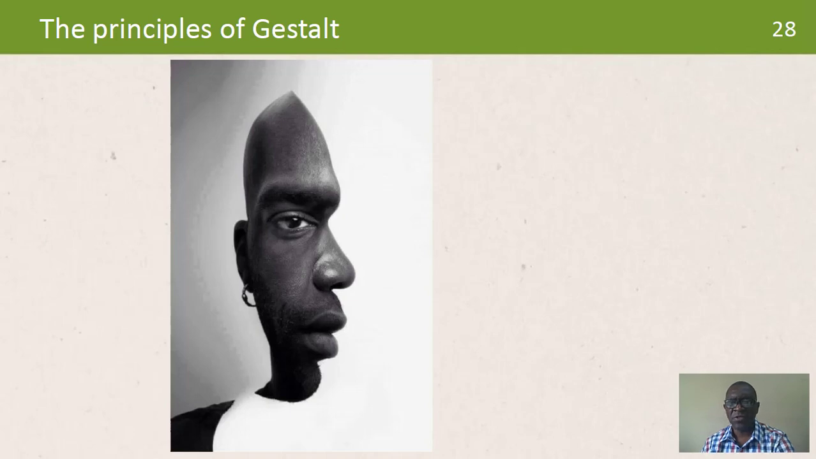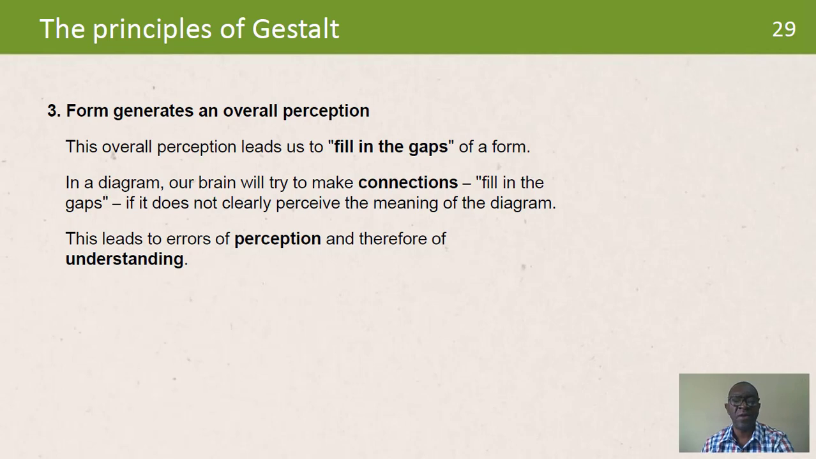Is this person from the side or the front? Principle 3. Form generates an overall perception. This overall perception leads us to fill in the gaps of a form. For example, we will mentally add the missing features to a figure to make it a face. In a diagram, our brain will try to make connections, fill in the gaps, if it does not clearly perceive the meaning of the diagram. This leads to errors of perception and therefore understanding.